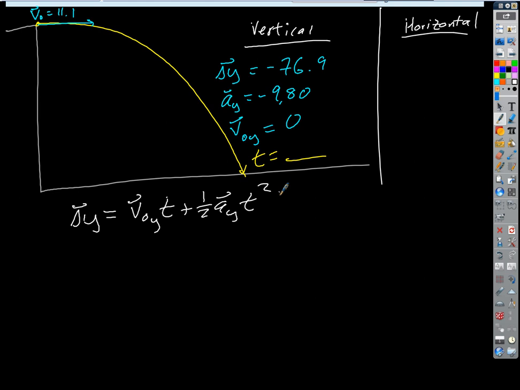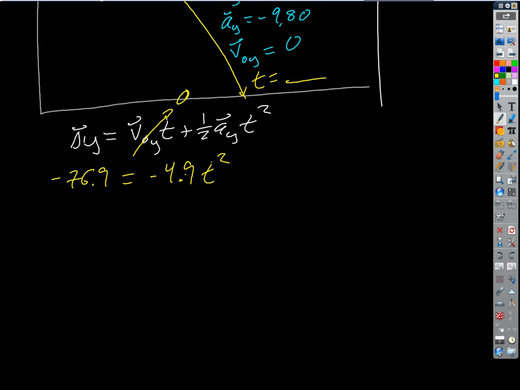So delta y, we can plug in numbers here. Delta y is negative 76.9. Initial velocity is 0. It's going to give us negative 4.9, right? 1/2 times negative 9.8. 4.9 t squared. So that's pretty easy to solve. What do we get there if we solve for t? How would we do it? So t squared.